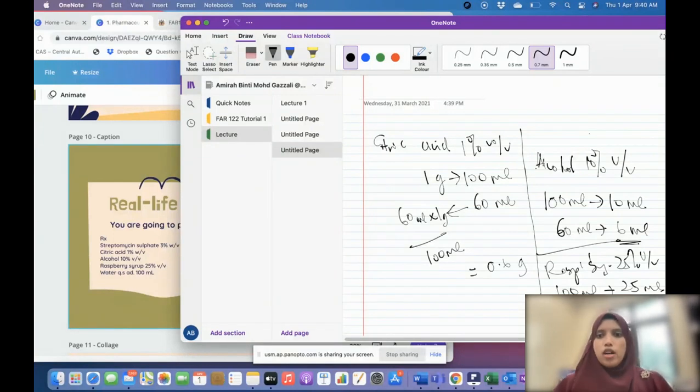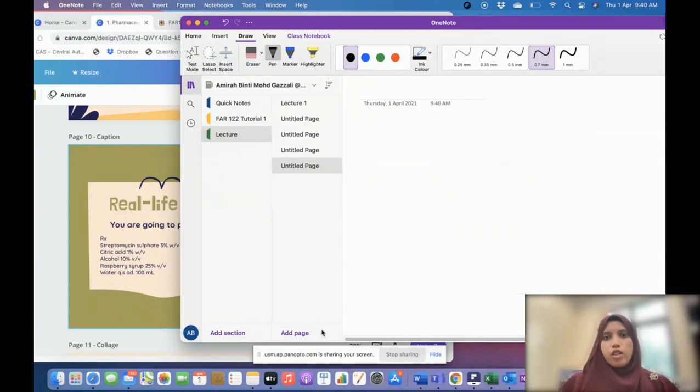So after you complete the calculation, you would need to add the full formula. Okay, you will need to write the full formula. So Rx, streptomycin sulfate. You should write in full. Streptomycin sulfate, it should be 1.8 gram. So this would be to prepare 60 ml of product.